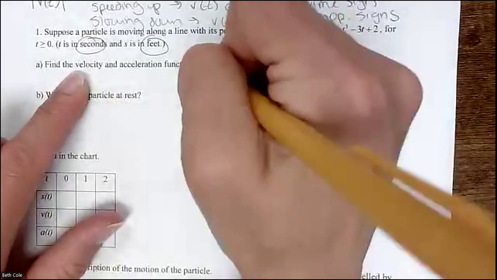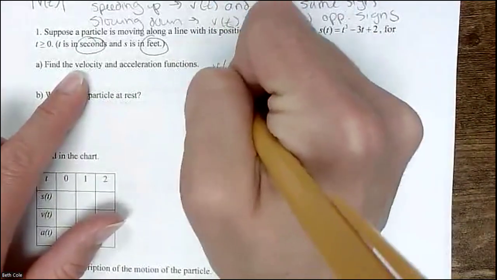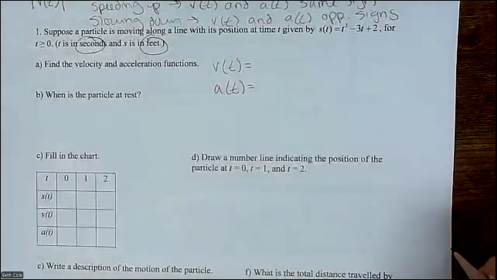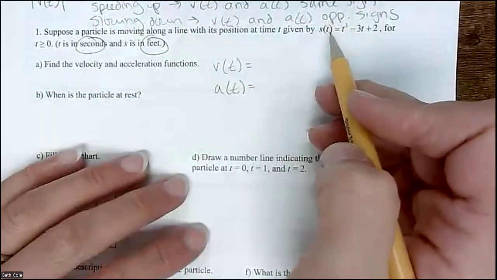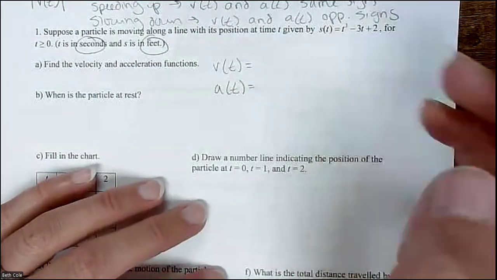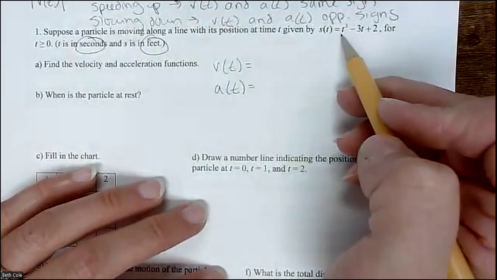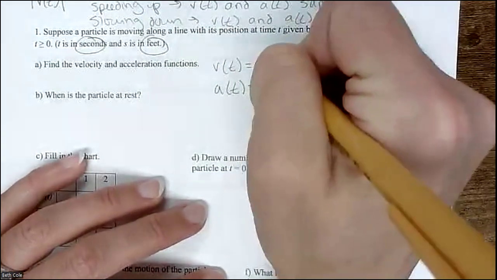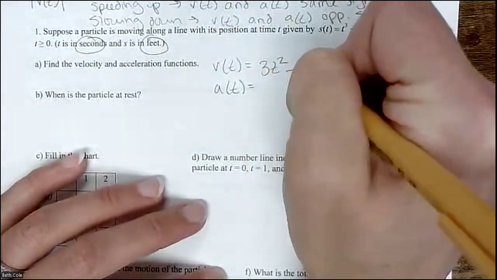All right, find velocity and acceleration functions. Those are just your first and second derivatives. It's going to be the easiest derivative you take all day. All right, what is the derivative of this thing? 3t squared minus 3.